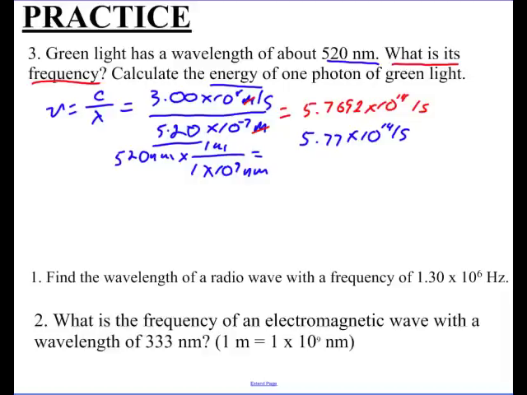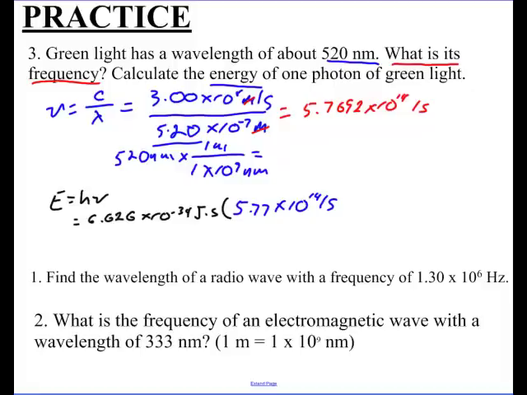I know that E equals Planck's constant, which is h, times the frequency. Well, Planck's constant is 6.626 × 10⁻³⁴ joule seconds times the frequency. Let's see if I can save myself a little work. Okay, so I'm multiplying those two together.